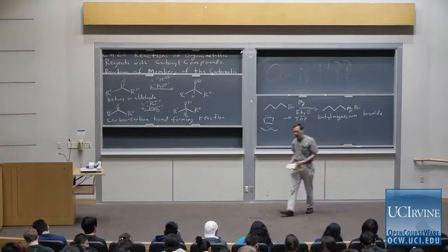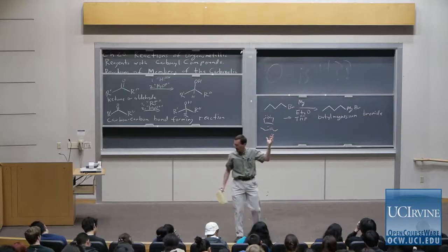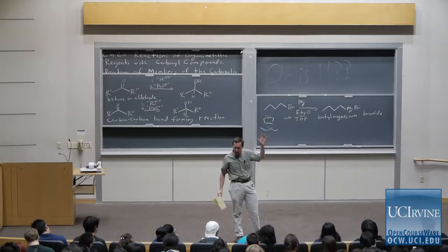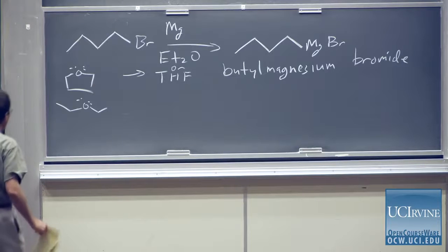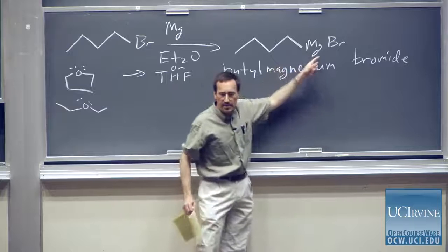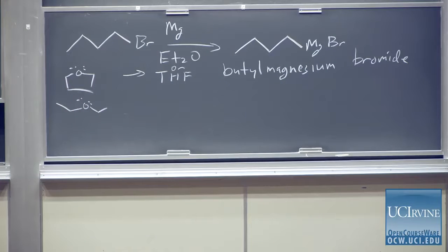And the ether solvent coordinates to the magnesium. The magnesium doesn't have a complete octet here. We have only 4 electrons around it, 2 from the alkyl group and 2 from the bromide. And so the ether solvent, the diethyl ether or tetrahydrofuran, will coordinate to the magnesium and help give it the feeling of having a complete octet.